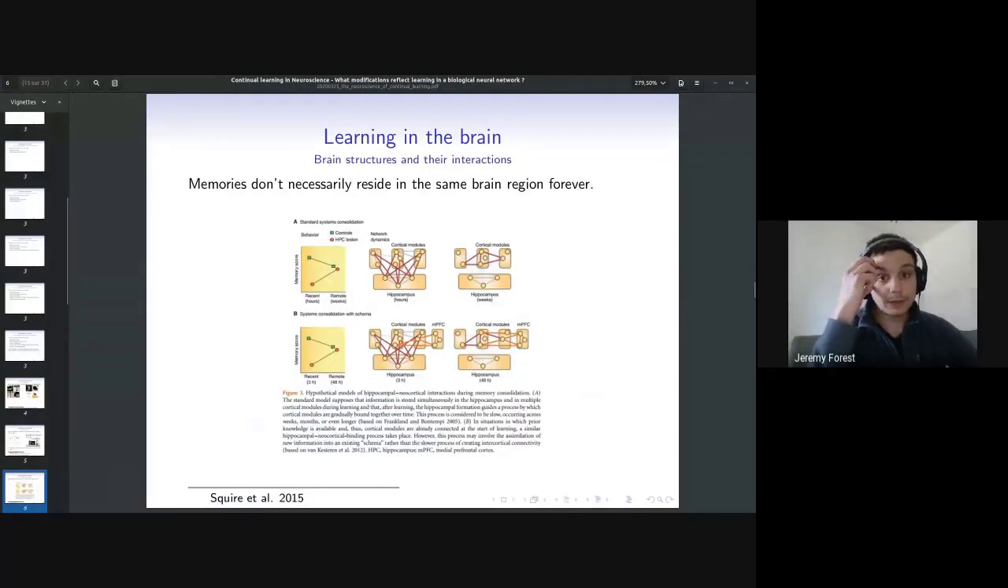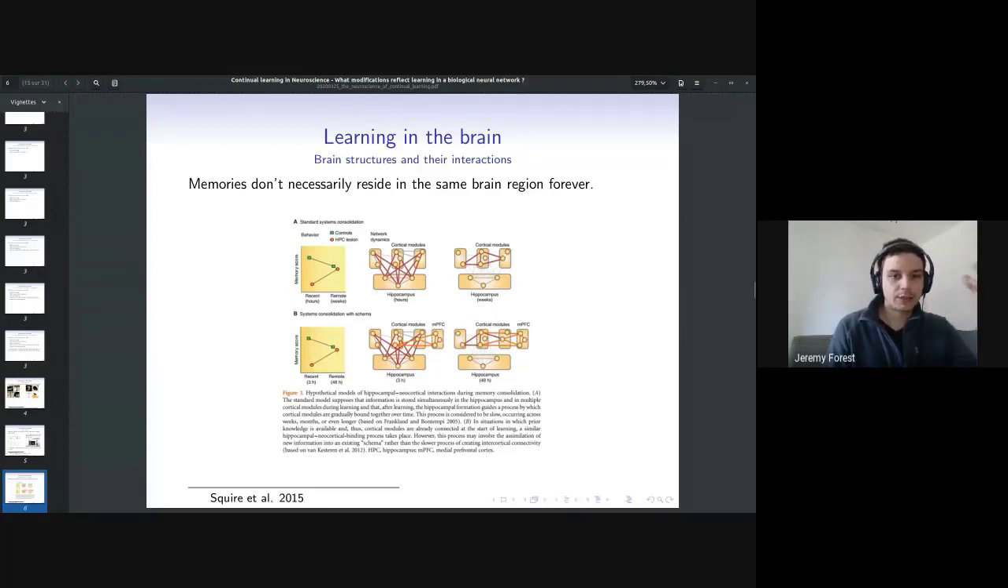The next level is brain structure and their interaction, and I'm only going to speak about one example, which is that memories don't necessarily reside in the same brain region forever, and that's been talked about a bit previously. Here in the model of the hippocampal-neocortical interactions during memory consolidation, a memory is first encoded in the hippocampus, and then after a while, days, weeks, even months, it's remotely stored in the cortex. And that's when a new memory is created.